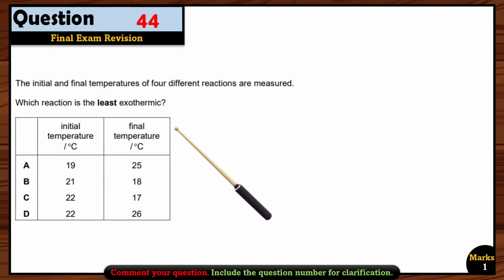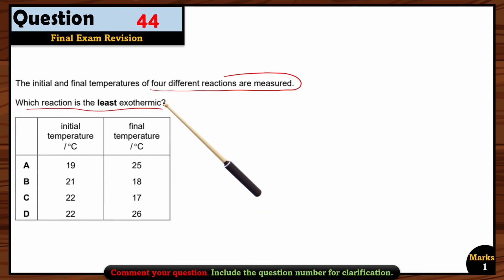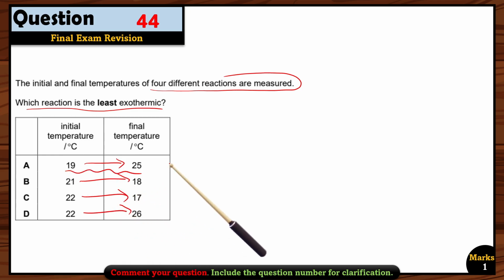Question 44. The initial and final temperatures of four different reactions are measured. Which reaction is the least exothermic? Now the students already know the initial temperature and final temperature, so they can just calculate the difference. If you see here, the difference is 6, right? Here the difference is maybe 3. Here maybe 5. I'm just letting you know. And this is 4. And the student will choose what? Least exothermic, so they think this is the right option.